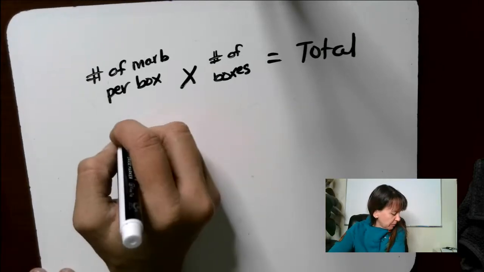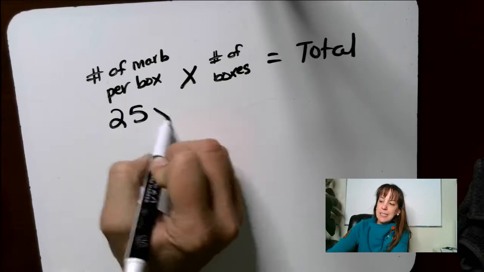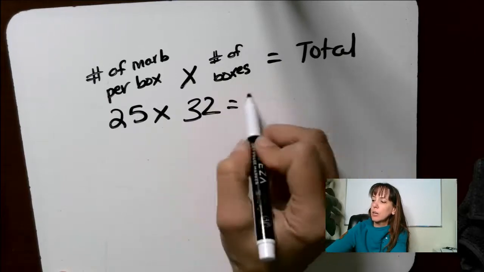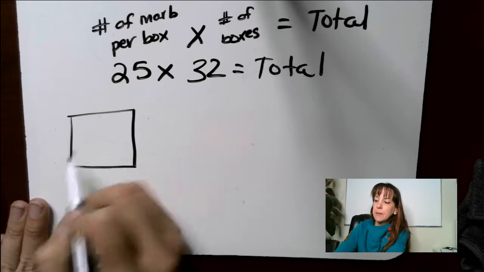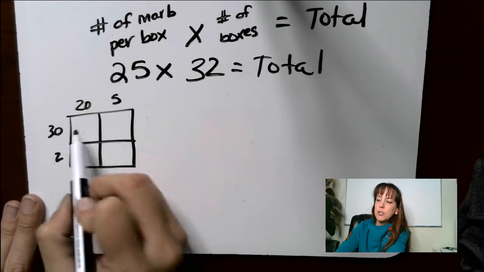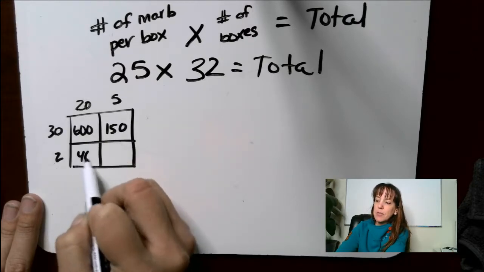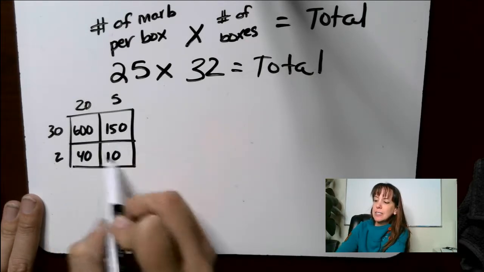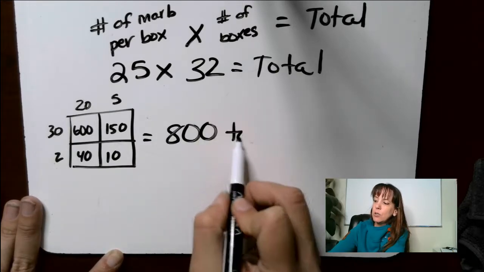So what we have is number of marbles. He packed 25 marbles per box times 32 boxes equals our total. Okay, so go ahead and do the multiplication on that. I like to do the box method. We have 20 plus 5, 30 plus 2. I get 600, 150, 40, and 10. This is going to be 190, 200, 600, and 200, 800. So there are going to be 800 total marbles.